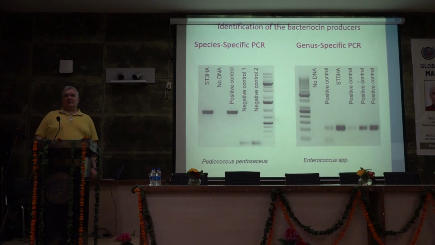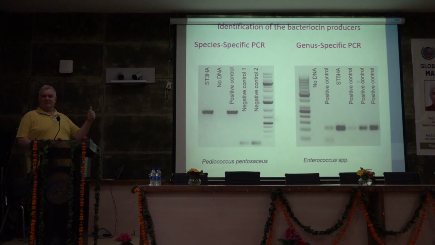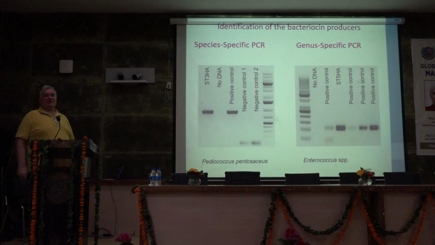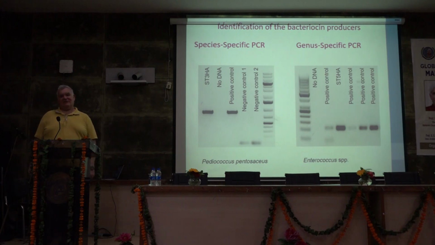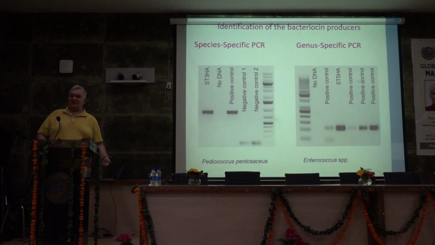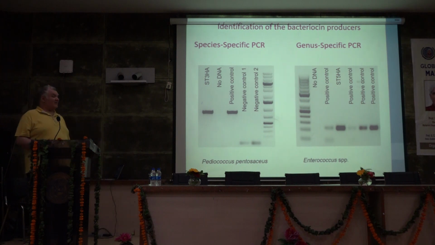Interestingly, in 2005, 2006, people were happy with these results. You have the species-specific primer. Bingo, I have Pediococcus pentosaceus. The positive control gives the same, the strain gives the same. The problem is that you have the same size of amplicon, but the sequence could be different. So the next step, you need to sequence this amplicon to confirm that the sequence you're looking for, your target sequence, is in fact the one that you really have.